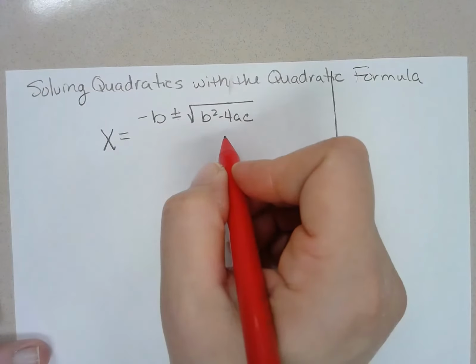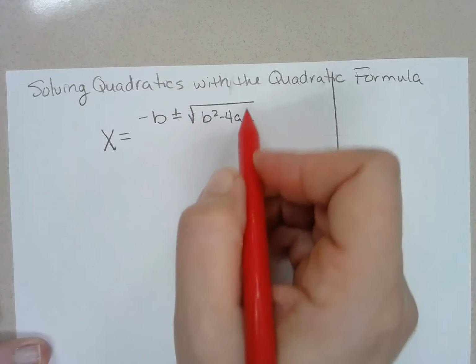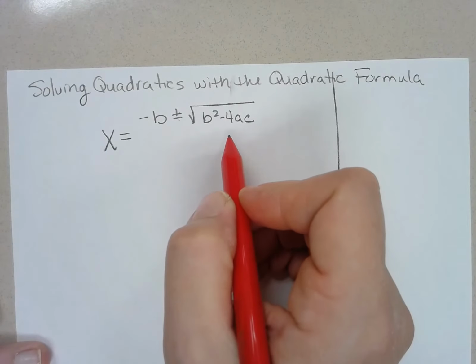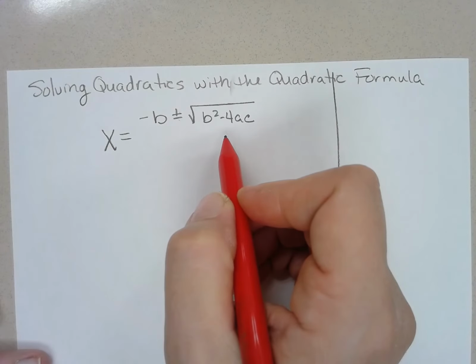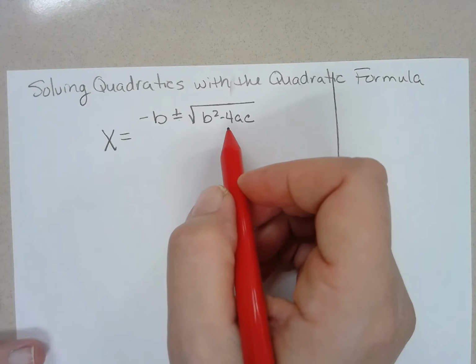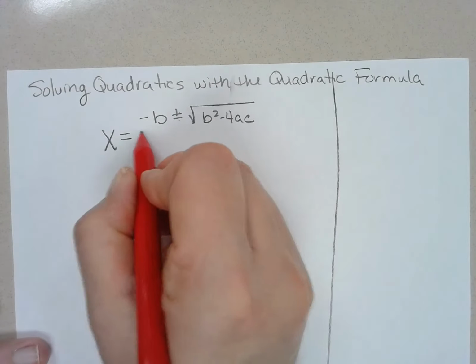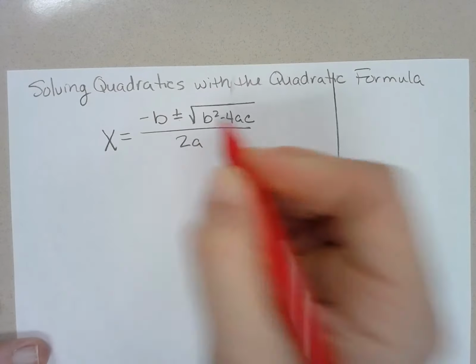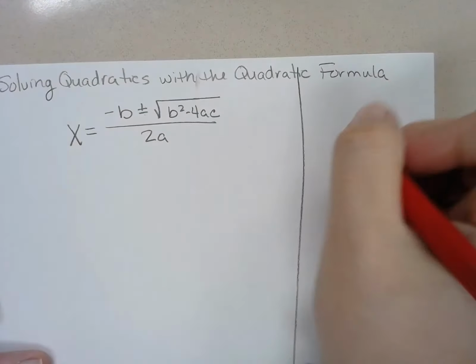That should look familiar. If you've done the work with the discriminant, that is the formula for the discriminant. So what we're going to do is let this problem tell us how many answers we should get before we even get to the end. And then we're going to divide all of that by 2a.